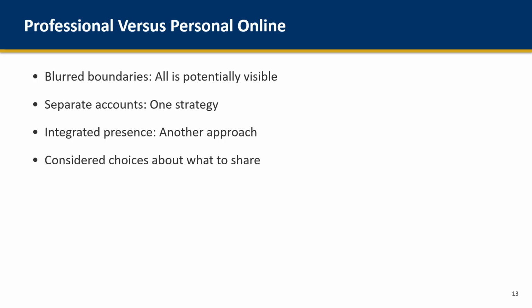Separate accounts maintain boundaries by having distinct professional and personal presences. You might have a professional Twitter for academic discourse and a personal Instagram for friends. This separation allows different personas but requires maintaining multiple accounts and accepting that separation is never complete.